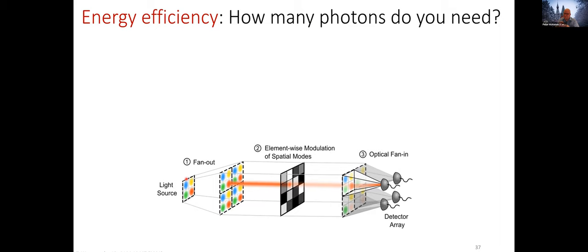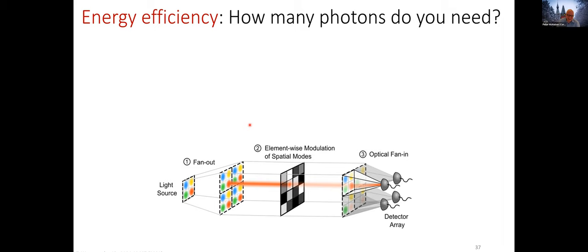So here, each color represents a different element of a vector. So we have some light source, for example, a 2x2 array of LEDs that encodes some four-dimensional vector that has these four elements, the blue, yellow, green, and red ones. And these are then fanned out. One way to do fan out is, for example, by using a micro lens array, where if you look at, for example, LEDs on your phone from some angle or another angle, you see multiple copies of the phone.